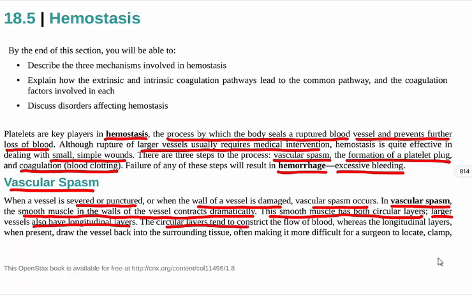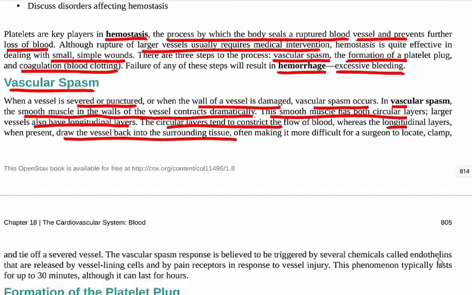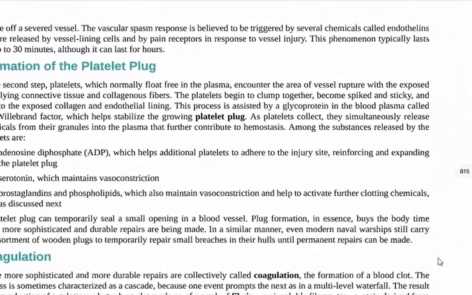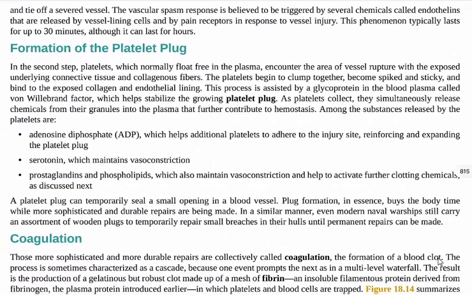So the circular layers tend to constrict the flow of blood, and in the case of longitudinal layers, if it's a large vessel, those longitudinal layers are going to draw that vessel back into the surrounding tissue, kind of pulling it away from where the cut may have happened, which can make it a little bit difficult for a surgeon to locate it, to clamp it and tie it off. That can become an issue.